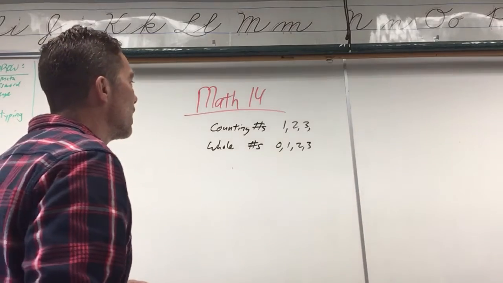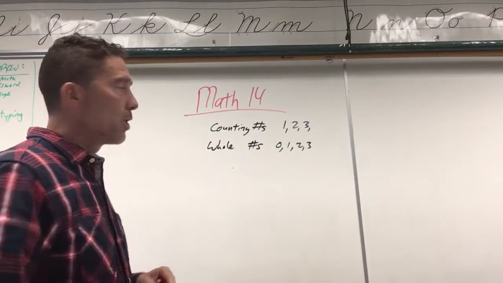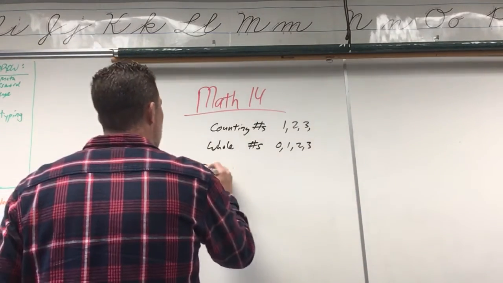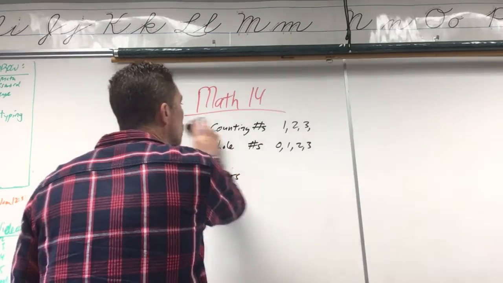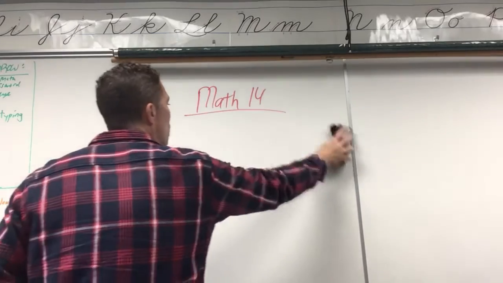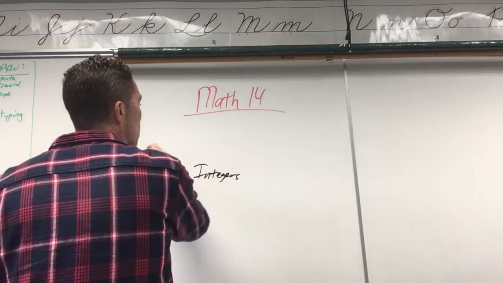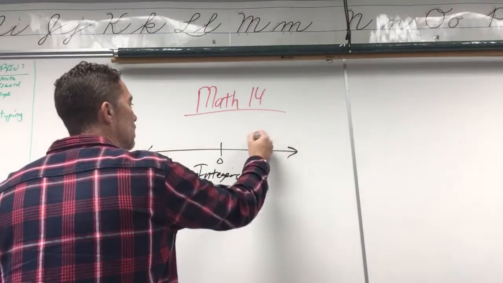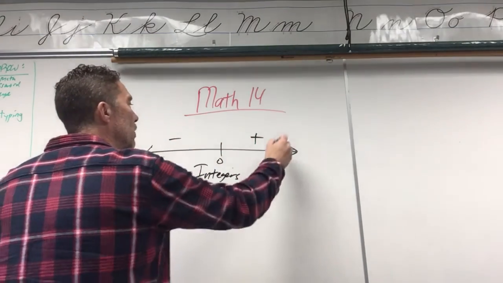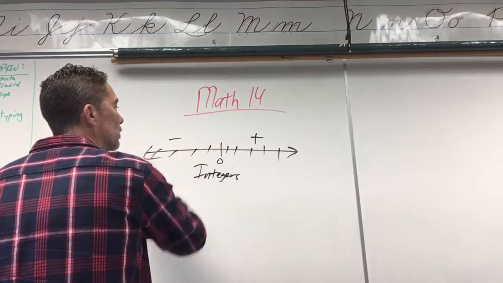Now we talk about integers. And we can talk about integers, because we're going to talk about positive and negative numbers on a number line. Okay, positive going that way, negative here, but they're all integers. Okay?